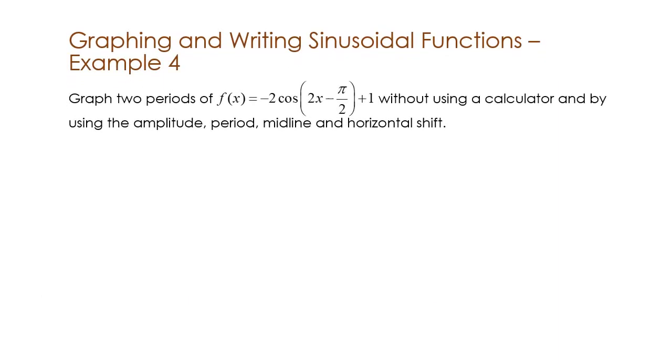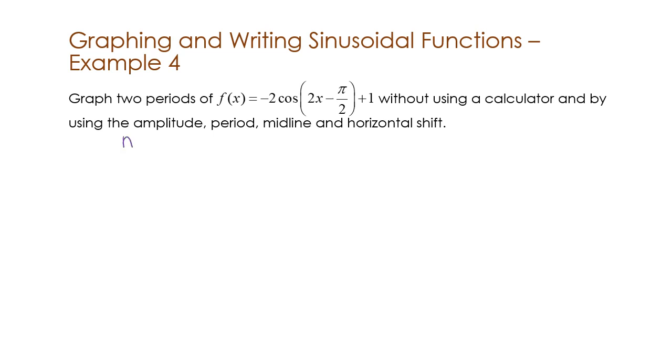Okay, so let's just keep on going. So graph two periods of f of x equals -2 cosine of 2x minus pi over 2 plus 1. So what I would recommend doing right now, if you can, is I would actually just pause the video and see if you can do this on your own, and then come back and you can watch how I filled it out.